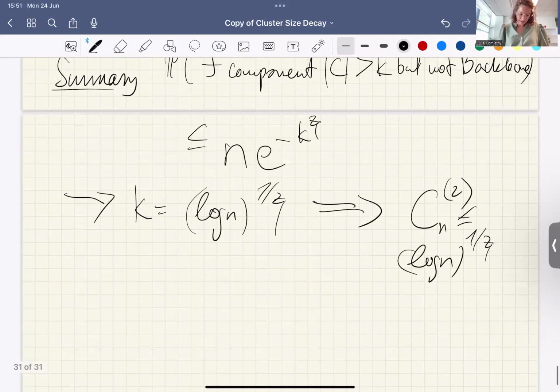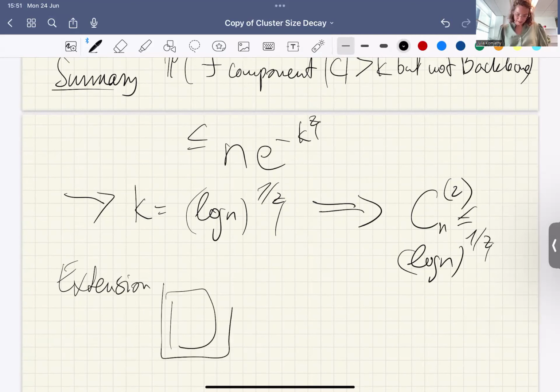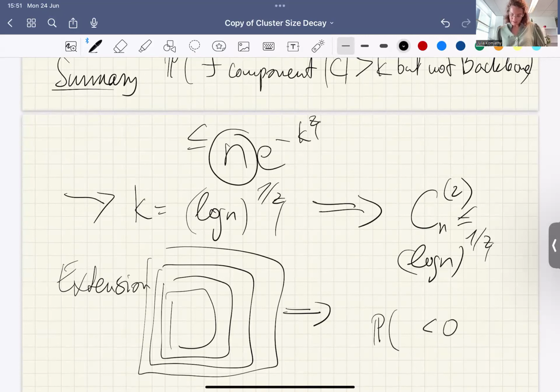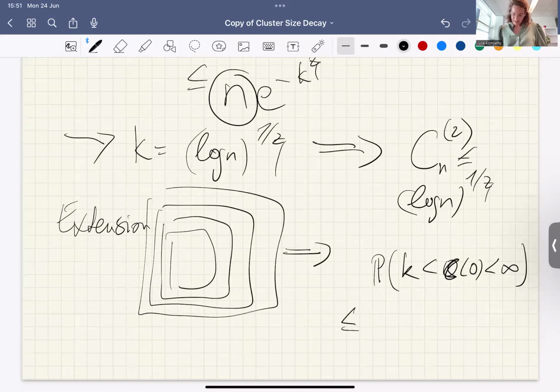And then we have this extension method, which is basically a sequential boxing argument and a truncation argument to get rid of this n and to have that the probability that zero is in a component larger than k, which is not infinity, is less than e to the minus some smaller constant times k to the zeta. All right, and with this, I finished all my proofs and I even went 5 minutes over, so I apologize.